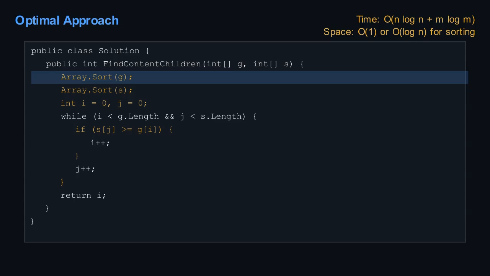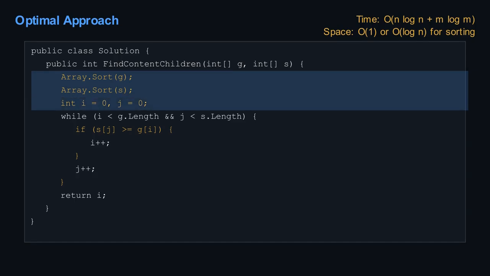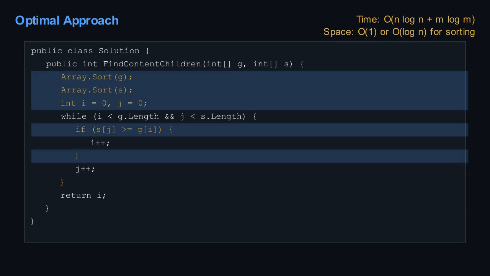First, we sort both the greed factors and the cookie sizes. Then, we initialize 2 pointers at the start of both arrays. We loop through the arrays, checking if the current cookie is large enough for the current child. If it is, we move to the next child. Regardless of whether the child was satisfied, we move to the next cookie because the current one was either used or too small. The final count of satisfied children is simply the position of our child pointer.